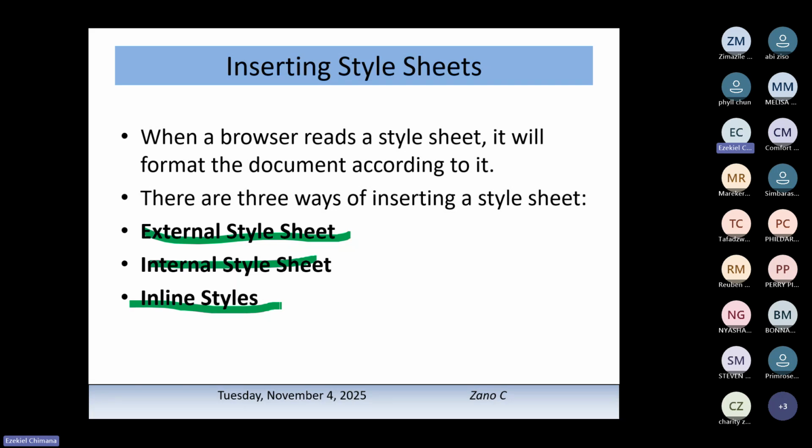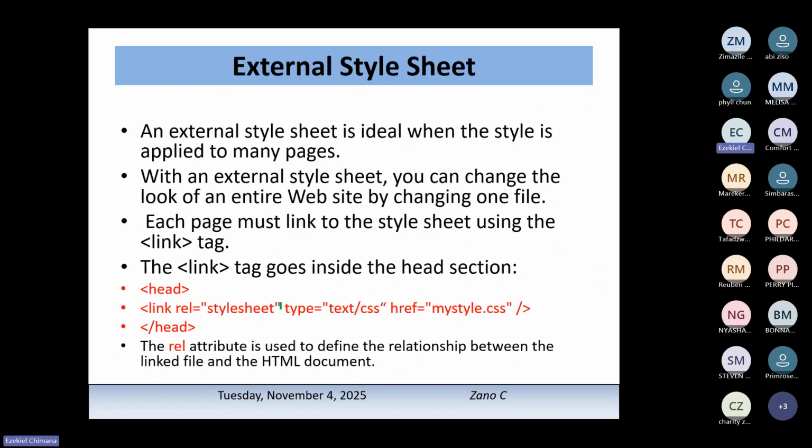So when a browser reads the style sheet, it will format the document according to it. When it comes to the external sheet, I think we've talked about why we really need this, and I think this is the most ideal or the best way to apply a style sheet. Why? Because if you look at why we need CSS, we've talked about separating the presentation from the document content, and this is exactly what you'll be doing with an external style sheet.